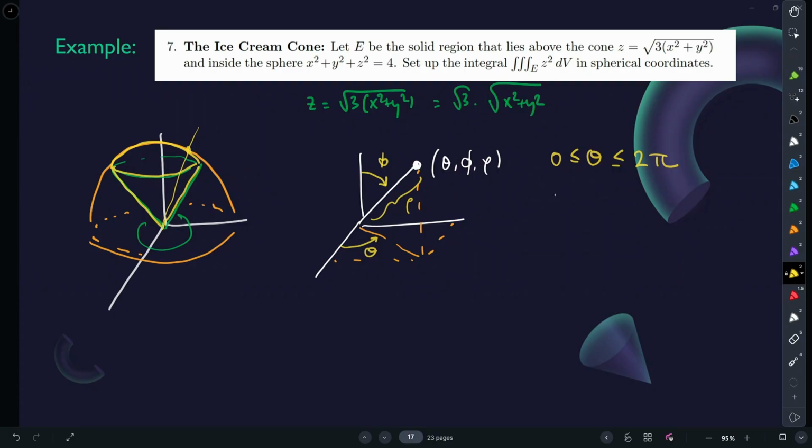That rho is going to be able to go anywhere up until it hits the sphere. The sphere is of radius 2, because it's 4, the square root of 4, so the radius is 2. So rho is going from 0 to 2. And now I have to figure out what the limits are for phi.